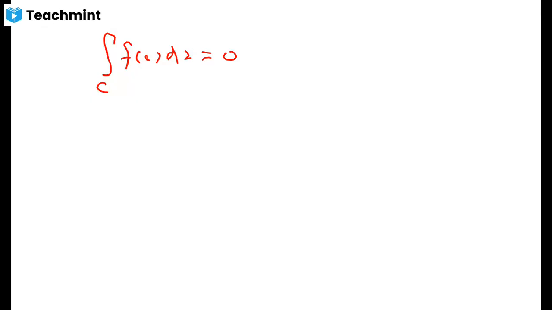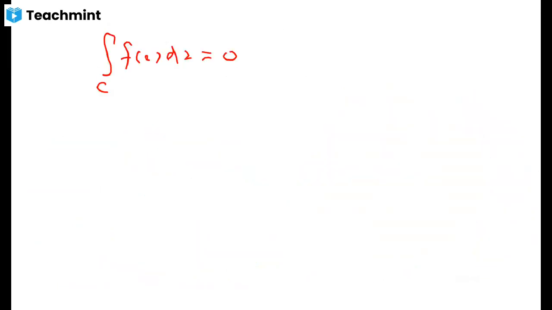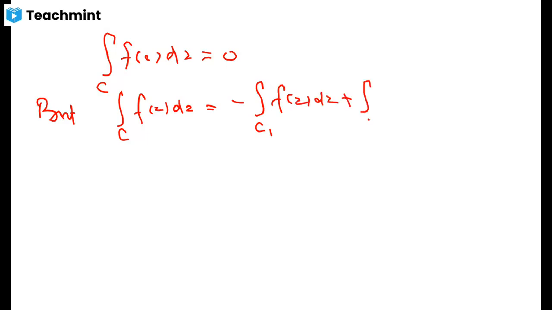But this integral can be written in the form of four other integrals, because this C is made up of four components. First is C1, but remember the orientation of C1 is negative, so the sign of integration with C1 has to be negative. So I can write the integral over C of f(z) dz is equal to the integral over C1, and since the orientation of this C1 is negative, the sign has to be negative with it. And another part is C2, and another part is the line joining these two contours.